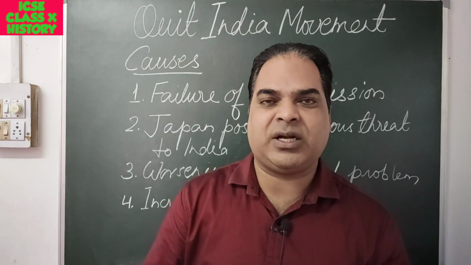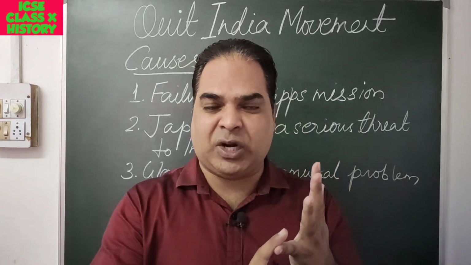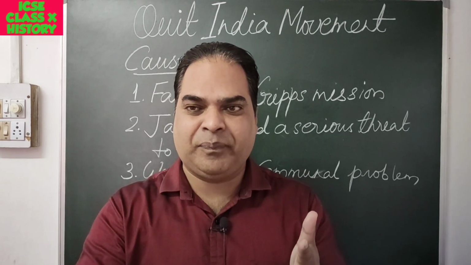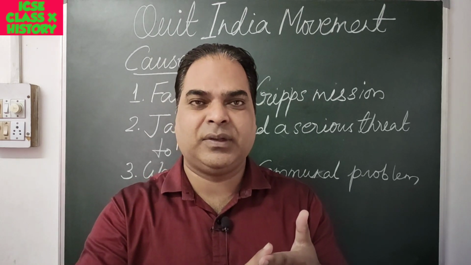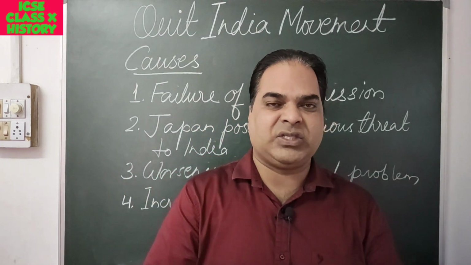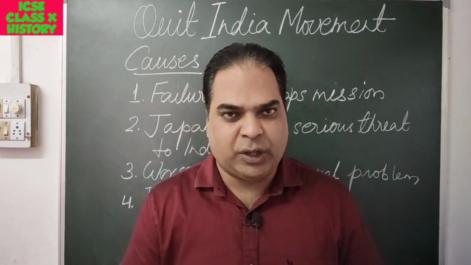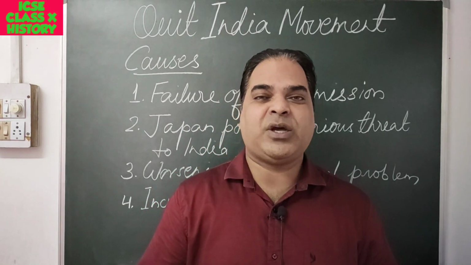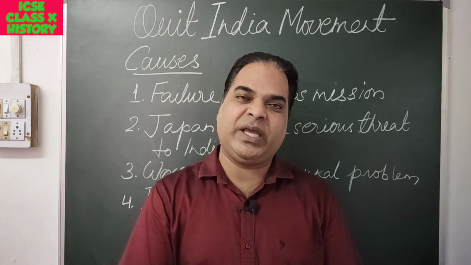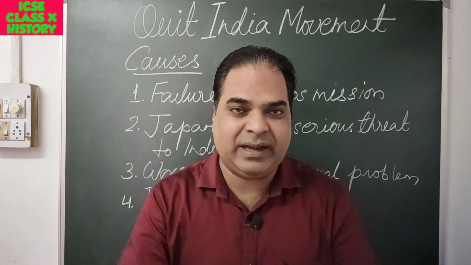The storm centers of the Quit India movement, as I told you, were Maharashtra, West Bengal, Odisha, Bihar and Uttar Pradesh. These were the storm centers where the movement was very aggressive. But ultimately, the British government became successful in suppressing the movement. This way, the movement came to an end.